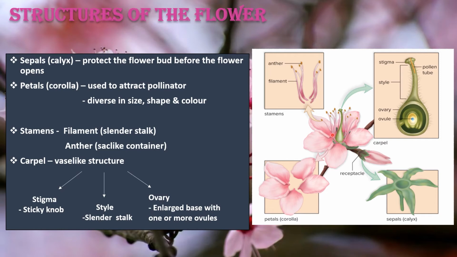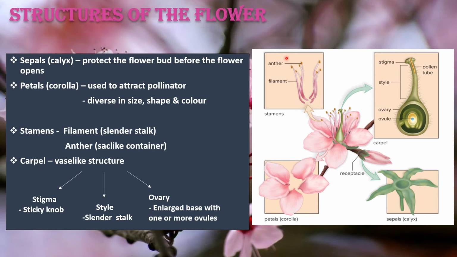Structure of the flower. If you see this diagram, this is the structure of a flower. First of all, you have to know about the sepals, also known as the calyx. They protect the flower bud before the flower opens. This is an example of a sepal, which protects the plant before the flower blooms. And petals, of course, all of us would have seen these. This is the petal of a plant, which is used to attract pollinators. It is diverse in size, shape, and color.